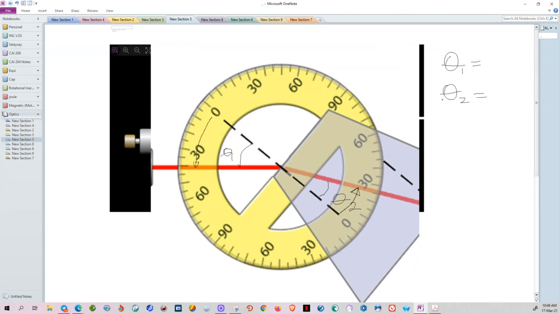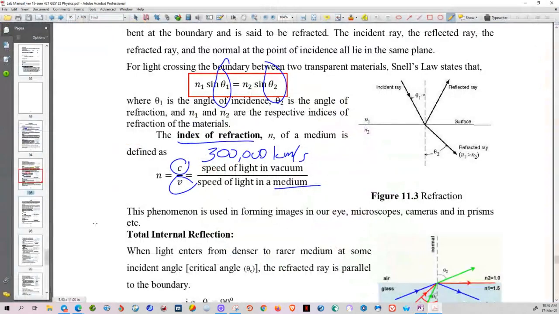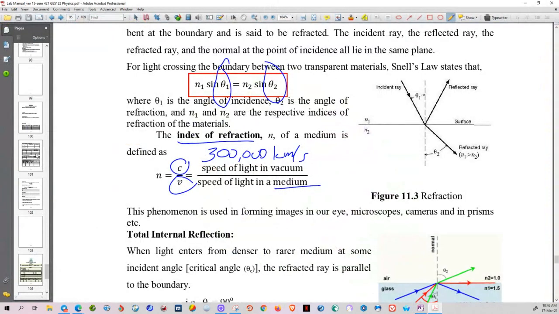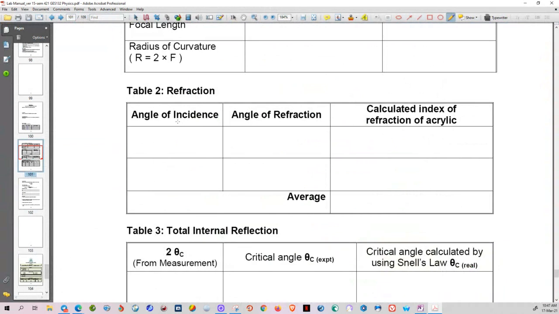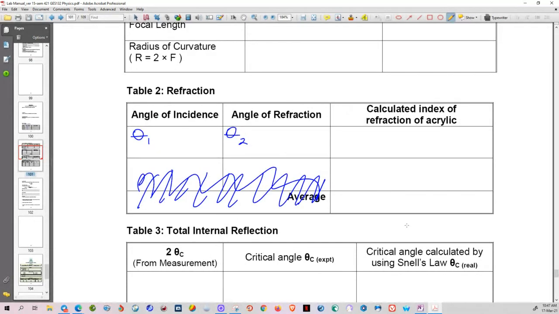Theta 1 is the incident, theta 2 is the refracted. Once you've recorded it, go to your data sheet, okay? Table number 2, angle of incidence, theta 1. Angle of refraction, theta 2. Forget about this one. Just one reading is enough, okay? Calculated index of refraction, change the material.